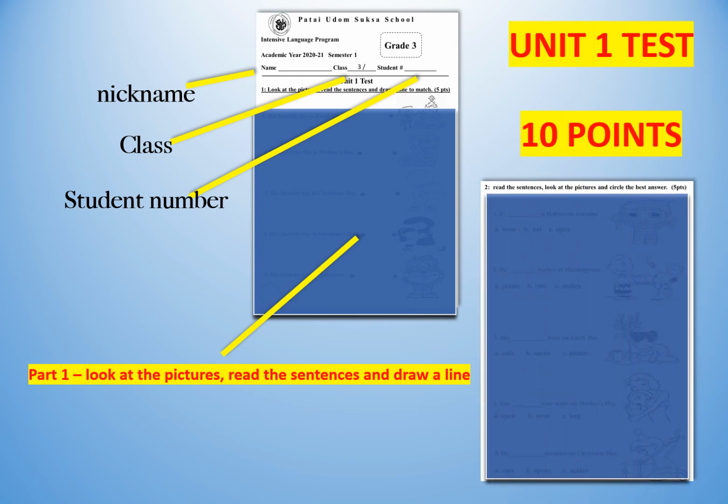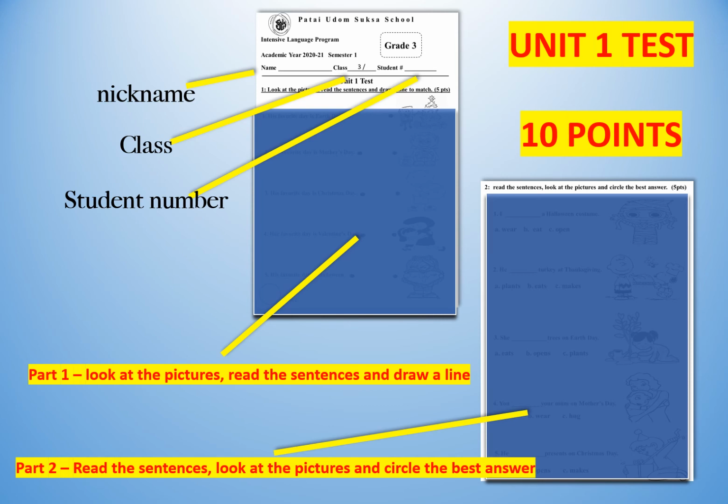Here's part 2. Part 2 is read the sentence, look at the picture, and circle the best answer. That is A, B, or C. Please circle only one. If you circle 2 letters, so if you circle A and B, I will mark it as wrong. Okay, this is the unit test. This is a PDF on the Patai Udom Suksa learning website. You must download it and print it so that you can write on it with your pencil.